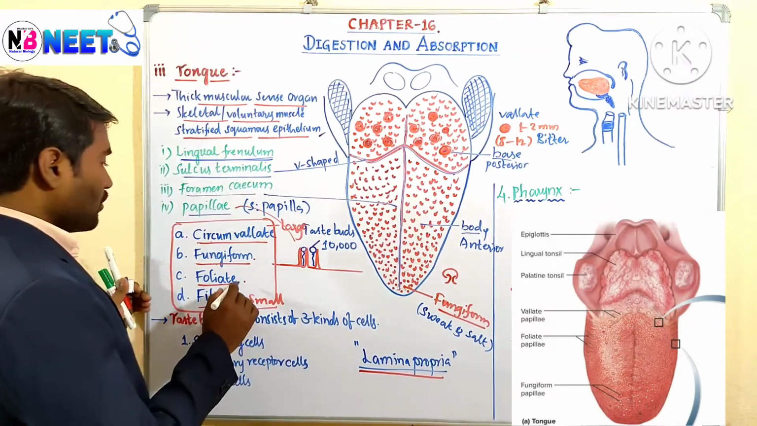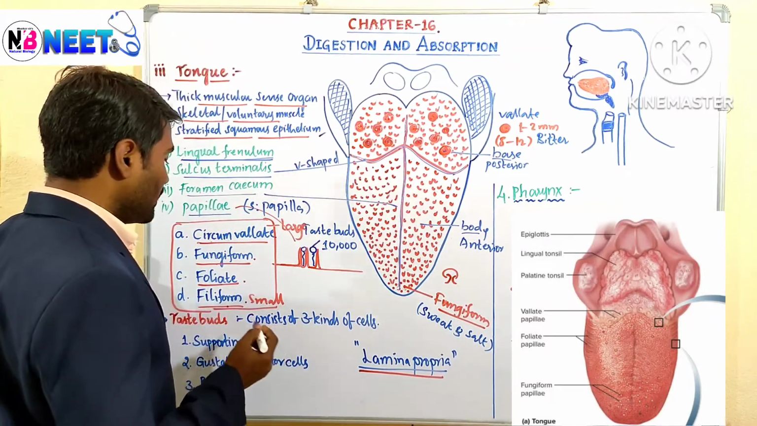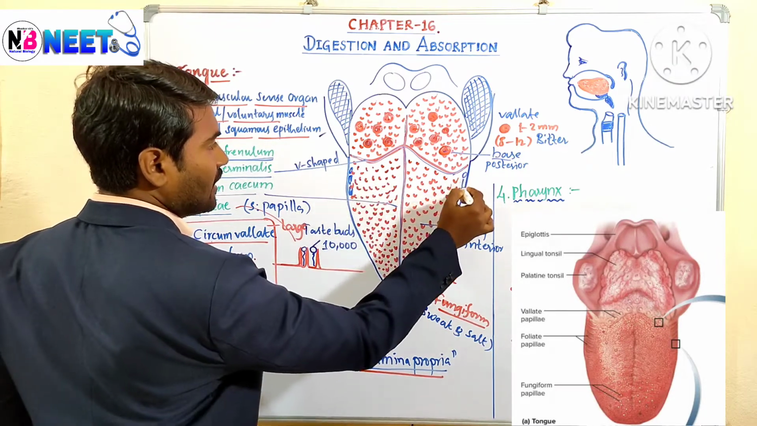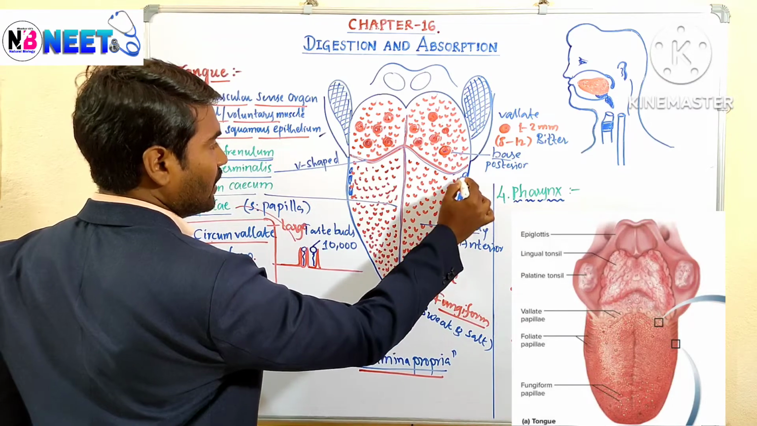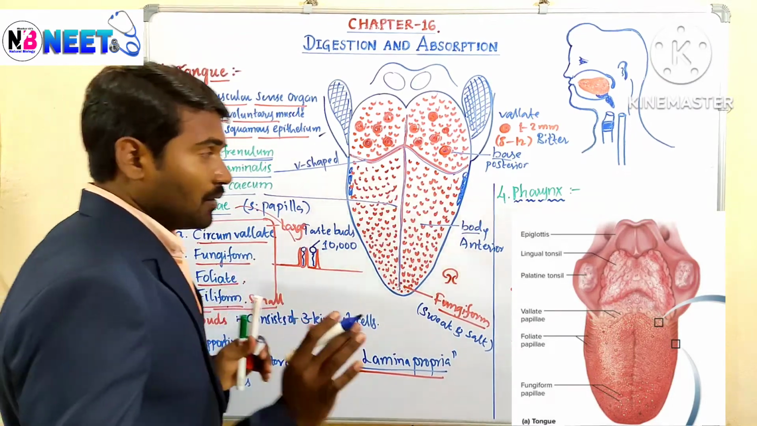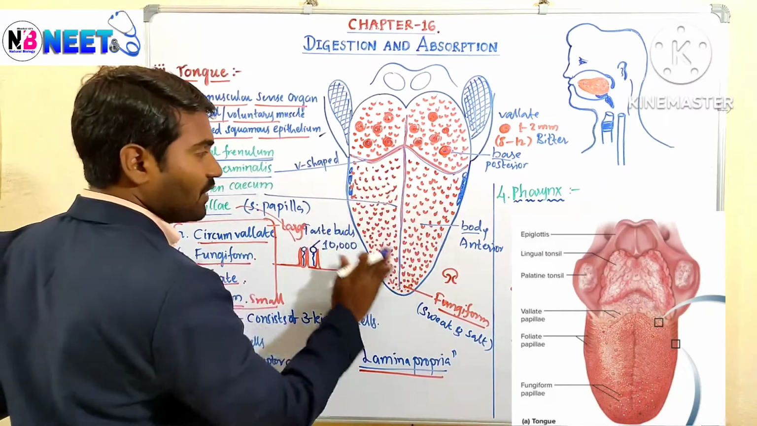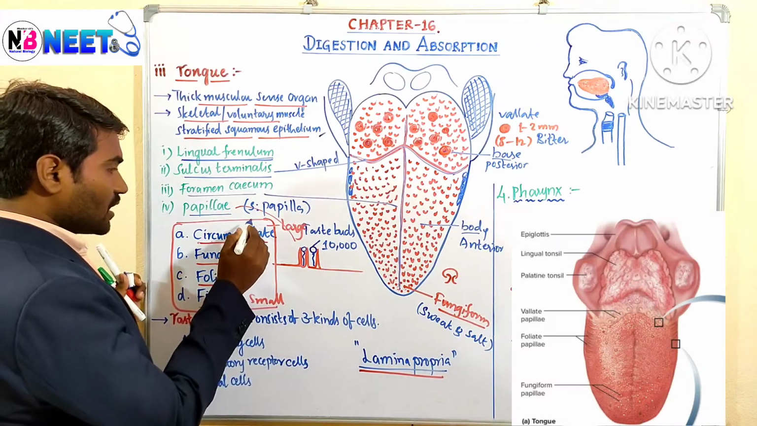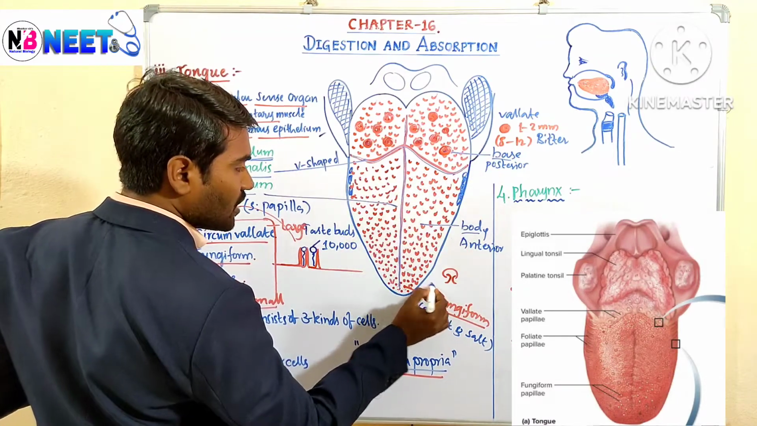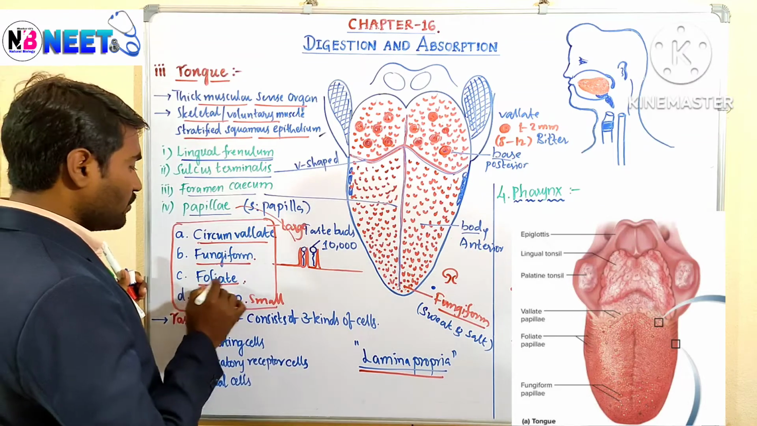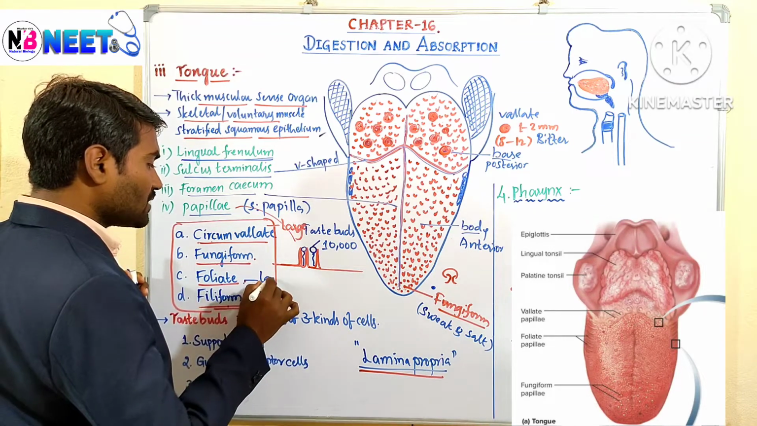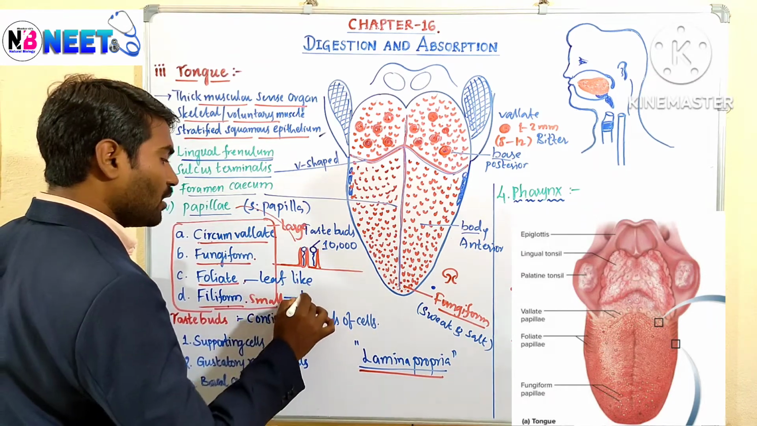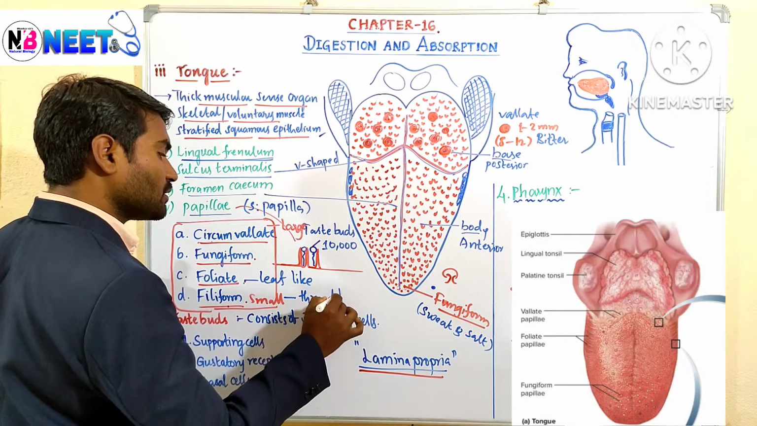Now come to foliate papillae. Foliate papillae are present at the lateral sides of the tongue. And the total surface of the tongue is covered with filiform papillae. Circumvallate are large roundy structures, fungiform are small roundy structures. Foliate papillae are leaf-like structures, whereas filiform papillae are small, thread-like structures.